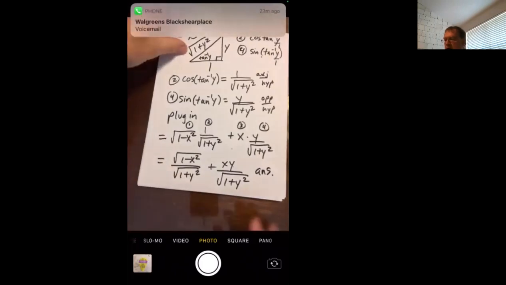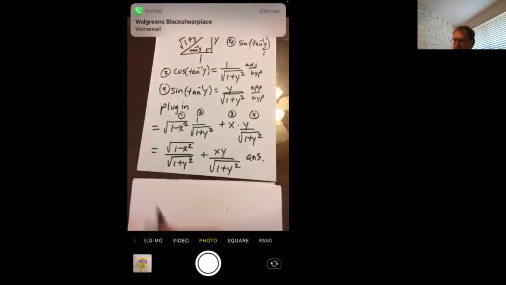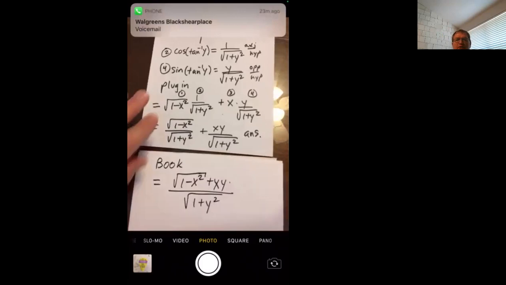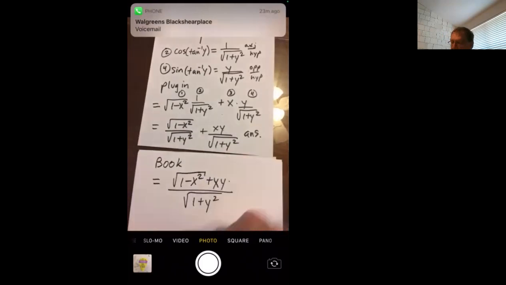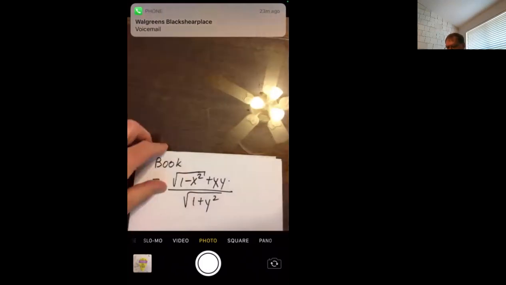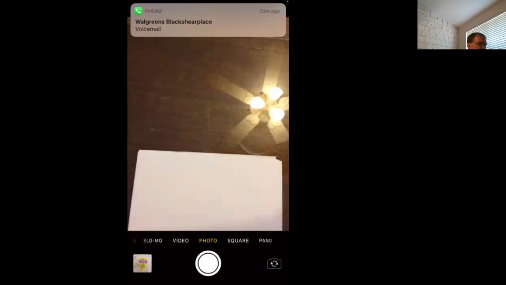So your book has the square root of 1 minus x squared, plus xy, all over the square root of 1 plus y squared. Like I say, it's hard to know where to quit sometimes. I should have spotted that. But I wouldn't mark this right and that wrong. Well, that only took down to 3 pages. Try to explain that. Like I say, it makes perfect sense to me.